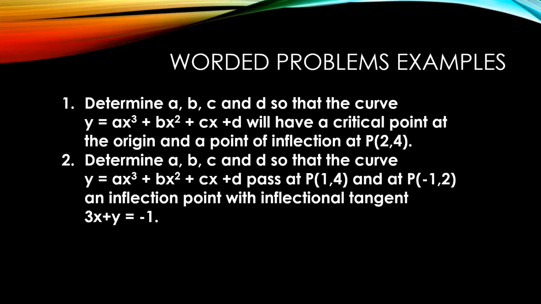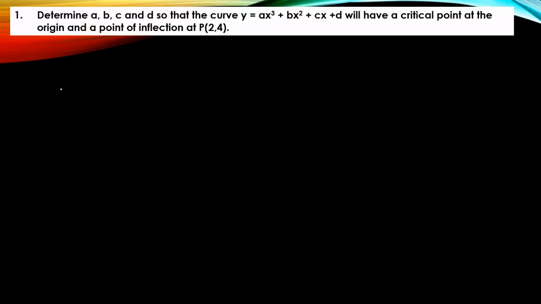All right. I'll be answering this one. So this is worded problems. Determine a, b, c, and d so that the curve y is equal to ax cubed plus bx squared plus cx plus d will have a critical point at the origin and the point of inflection at 2, 4. So, look at the keywords. Critical point at the origin, and point of inflection at 2, 4.